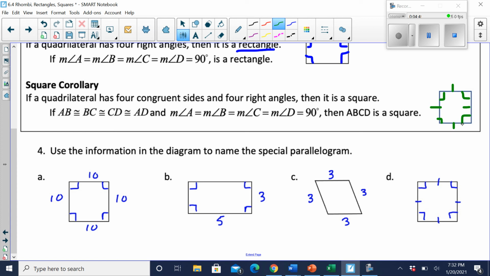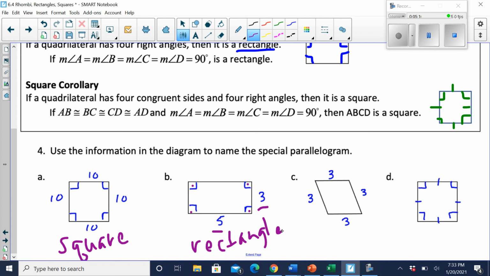So number 4 says use the information in the diagram to name the special parallelogram. So letter A, what do you think letter A would be? Okay, best guess. The letter A is going to be a square because it has 4 right angles and 4 congruent sides. Letter B, I'm seeing that I have these right angles right here, but the sides actually have different measures, so this is going to be a rectangle.